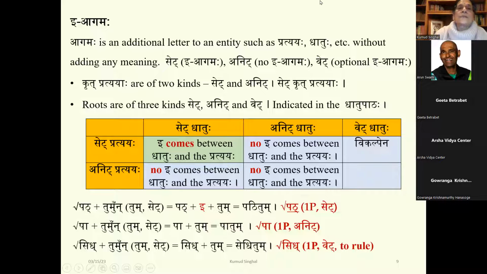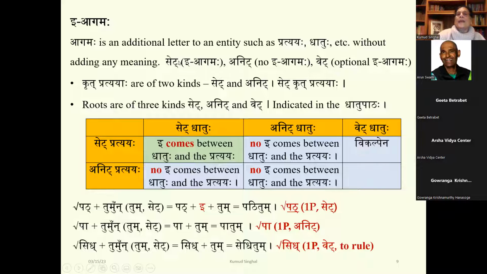Then there is another thing which will come in this, called the e-agamaha, the arrival of the vowel e. So what is the arrival of any letter? Agamaha means arrival or an additional letter. Agama is an additional letter to an entity such as a suffix or a root without adding any meaning. For example, in Dhatu Kosha, you have seen that the roots are set, anit, and vet. So now I'm going to tell you what a set dhatu or a set suffix means.